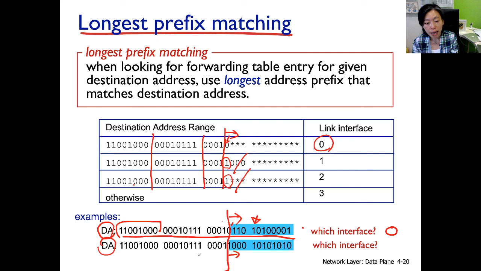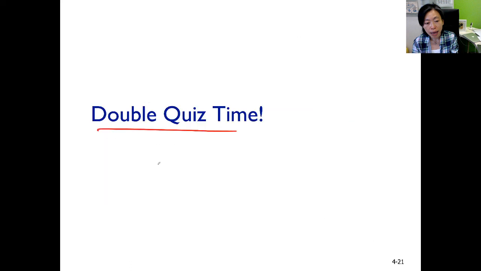Now, the second destination here, the 21st bit is 1, so it should be one of these. Now, 000, well, it actually matches the second entry more, therefore the outgoing interface for the second destination address is 1. And that takes us to a double quiz time.